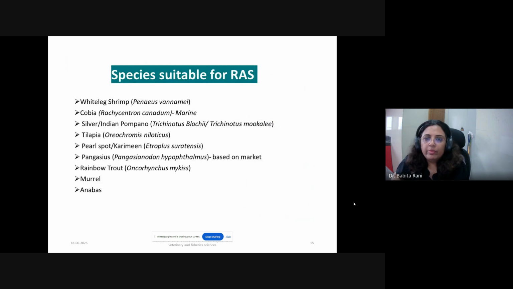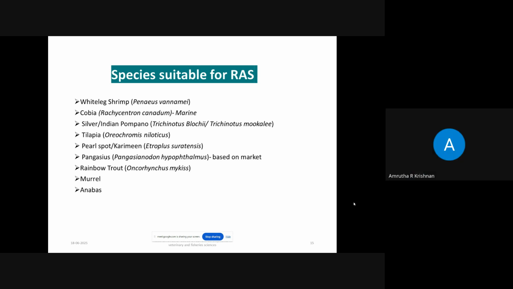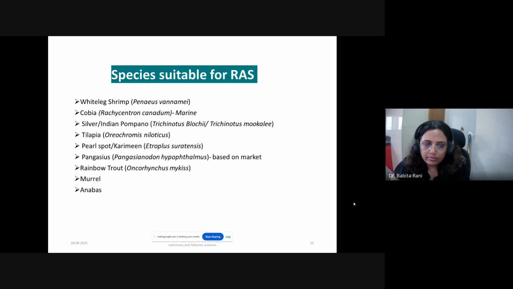Species mainly suitable for RAS include, of course, different types of fish: Rachycentron canadum (cobia), silver pompano, and tilapia. Tilapia is well suited only when we aim at a higher size, a very big size. Also pearl spot, pangasius, rainbow trout, murrel, and anabas. But anabas is a very good candidate species only when its price is very good. When the price fluctuates, you cannot go for anabas. So murrel, of course, is a very good candidate species in Indian conditions. And when you go for rainbow trout, it is always advisable.